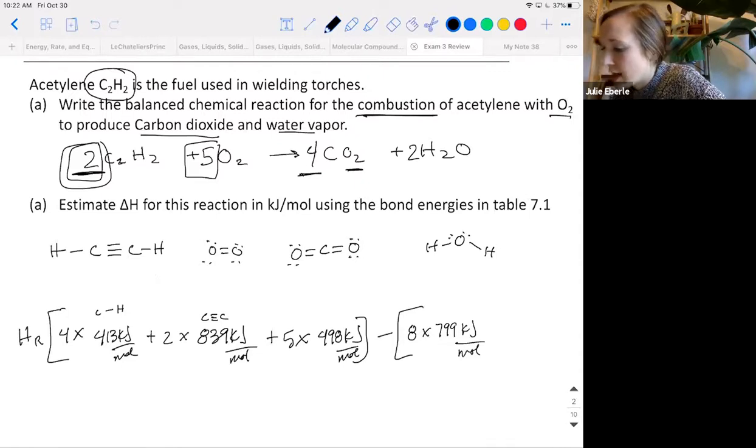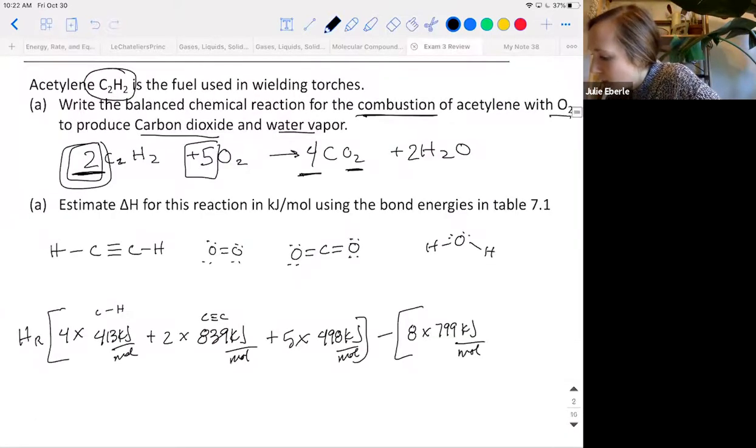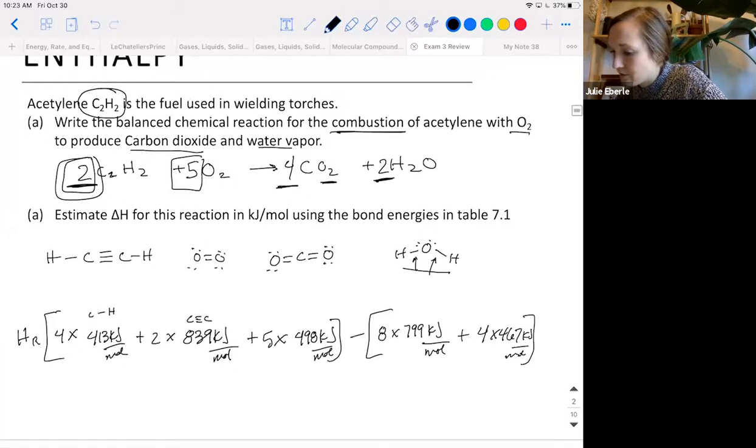Lastly, we have the oxygen hydrogen single bond again. And the value we want for that in kilojoules is the 467. So plus, and how many? We should have 4 total. 4 times 467, and that's kilojoules. And how we got 4 is we got 2 of these molecules. Each molecule has 2 separate single bonds. So that was 4 total. All right, that's a lot.